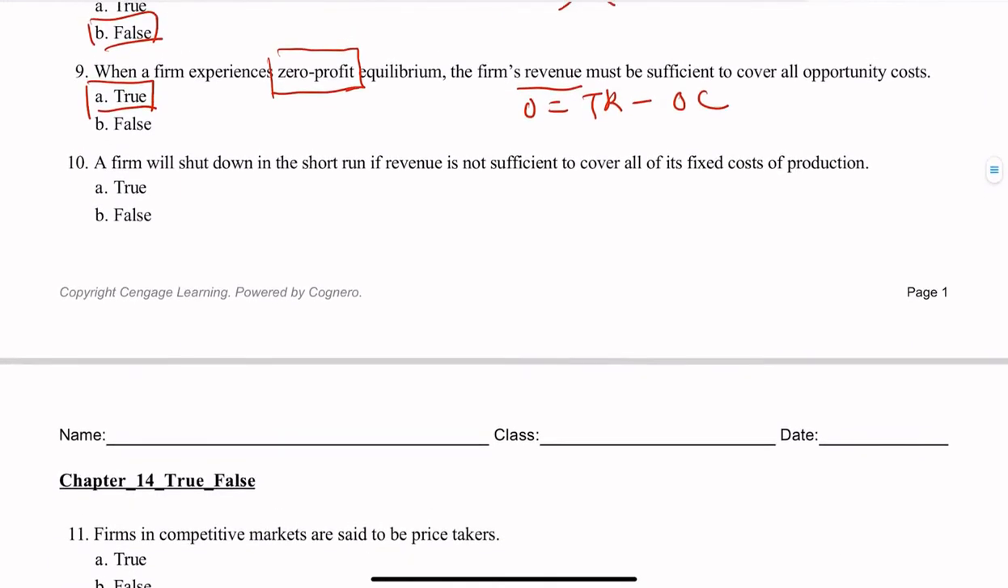A firm will shut down in the short run if revenue is not sufficient to cover all of its fixed cost. So you can see that this statement is not correct because the correct condition is total revenue smaller than variable cost. However, here, this statement mentions fixed cost. In fact, in the short run, we know that fixed cost is a sunk cost, and you should not consider sunk cost into your shutdown decision. So this is false here.